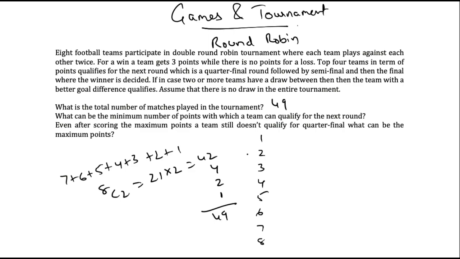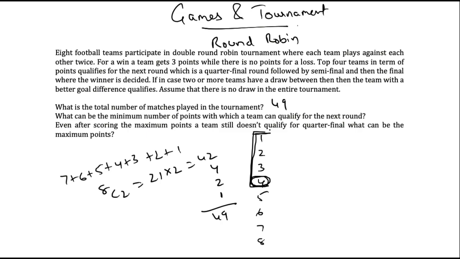Now coming to the approach for the second question, it asks for the minimum possible points for a team to reach the quarterfinal or the next round. Out of 8 teams, we want 4 teams to qualify for the next round, that is the quarterfinal round, and we have to qualify a team with minimum points. Let's say team number 4 qualifies with the minimum number of points.